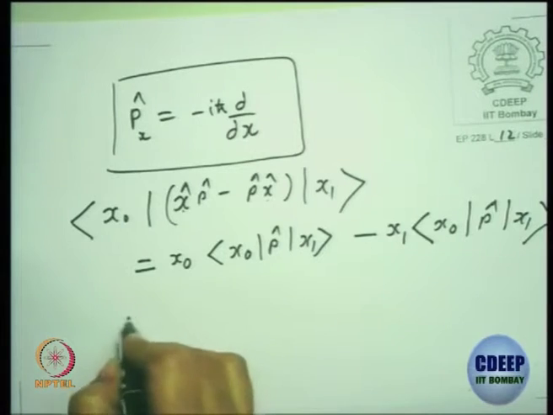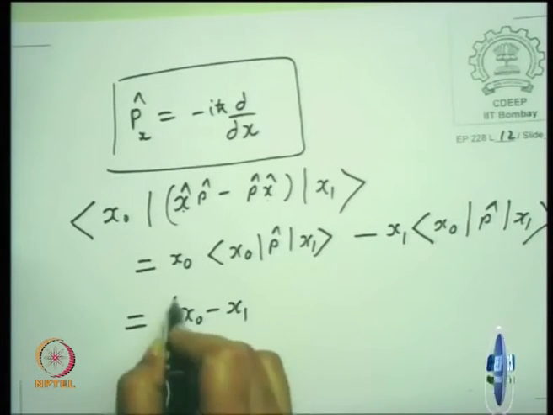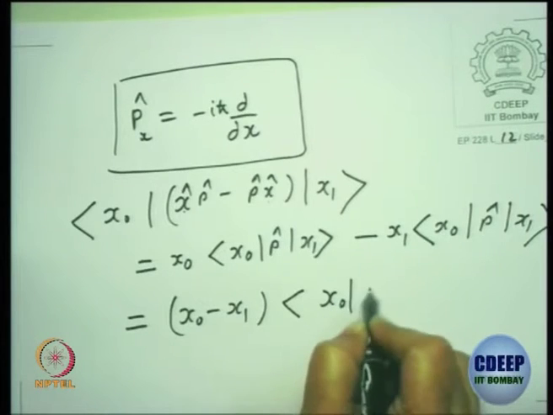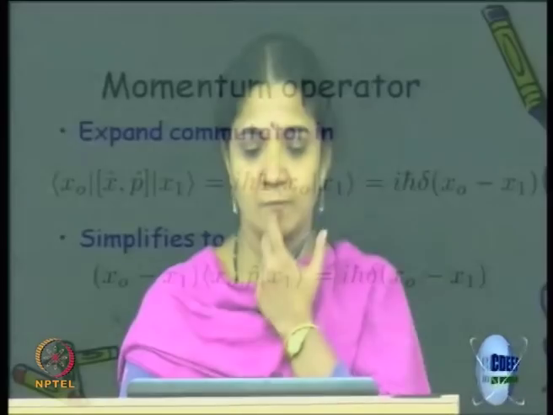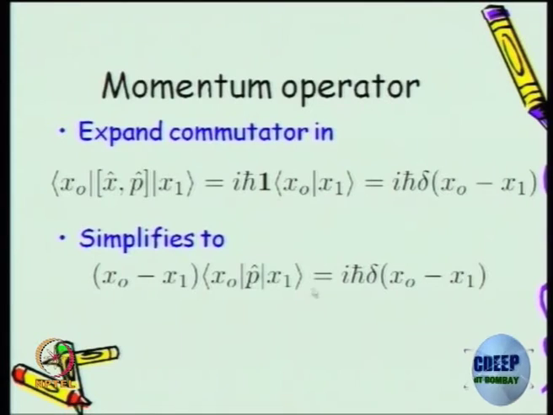Simplify this, it is x0 minus x1 times the matrix element of the p operator in the position basis. Steps clear to you? So this is the result we have to use for the commutator, and let us look at the simplified equation here. The commutator will be simplified as x0 minus x1 times the matrix element of the momentum operator between x0 and x1, and the right hand side is nothing but your Dirac delta function.